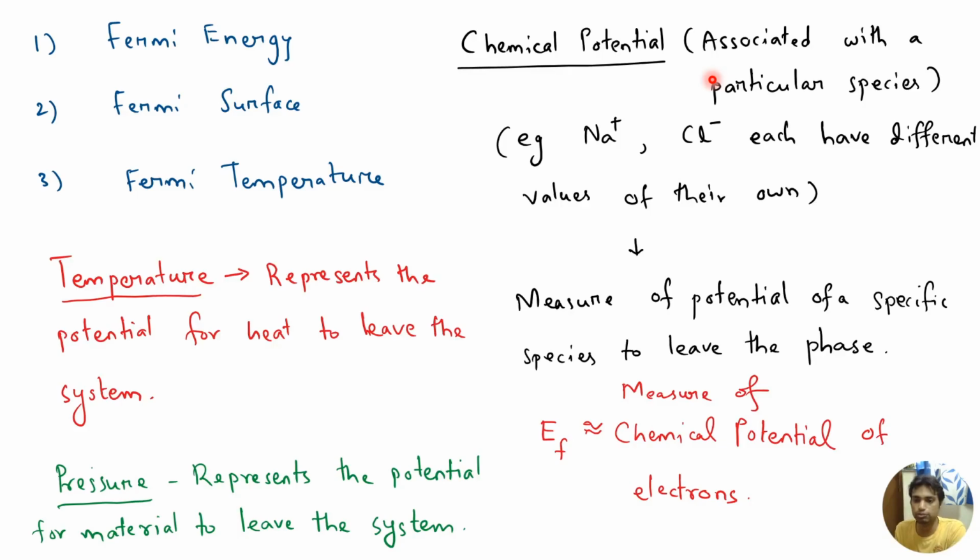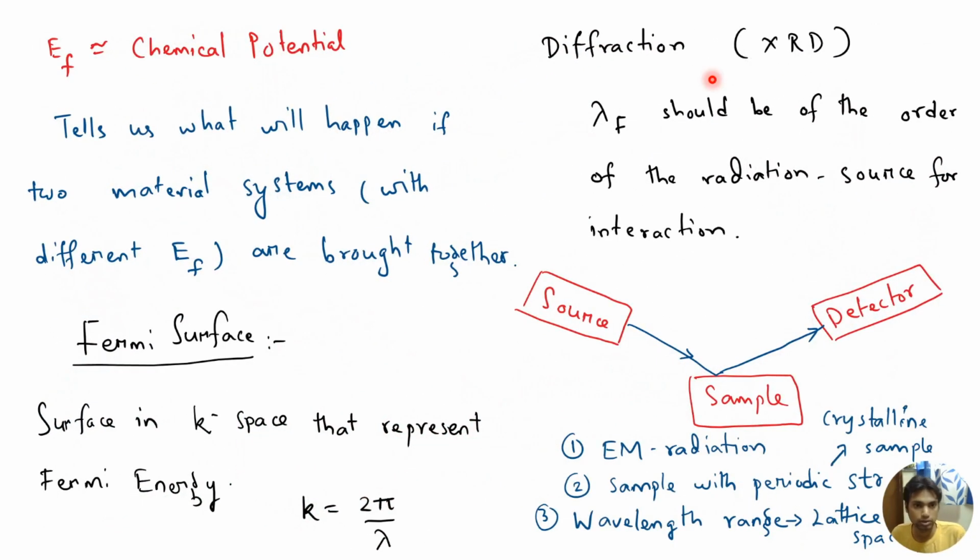So there's a whole different bunch of physics in there. The idea here is that EF has to be thought of as a chemical potential. EF can be thought of as telling us what will happen if two material systems with different Fermi energy are brought together.